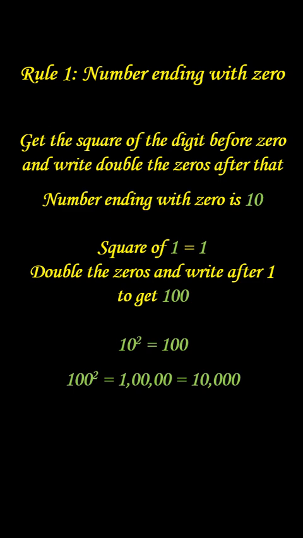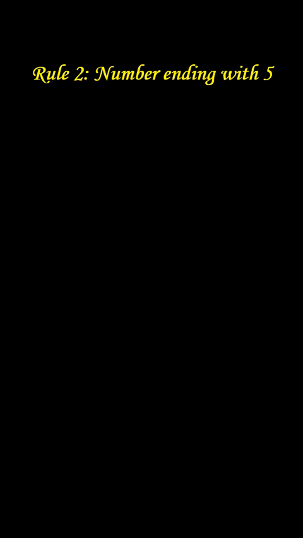100 squared is 4 zeros after 1, which is 10,000. 1000 squared is 6 zeros after 1, which will be 1 million. 30 squared: 3 squared is 9, and there is 1 zero in 30, so 2 zeros, so 900. 30 squared is 900.